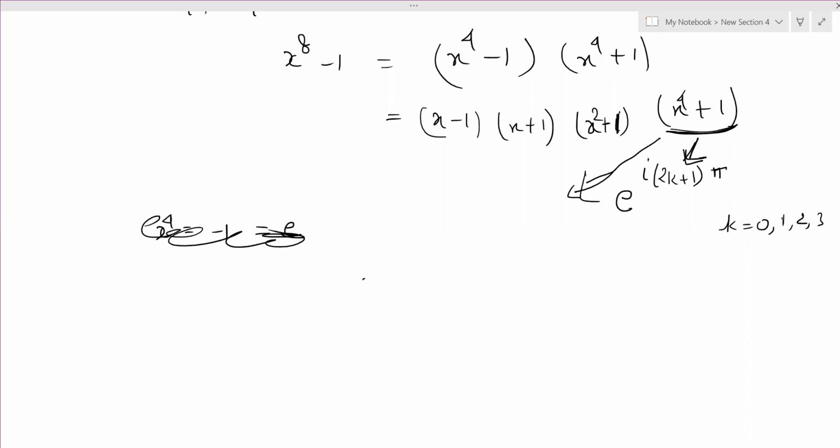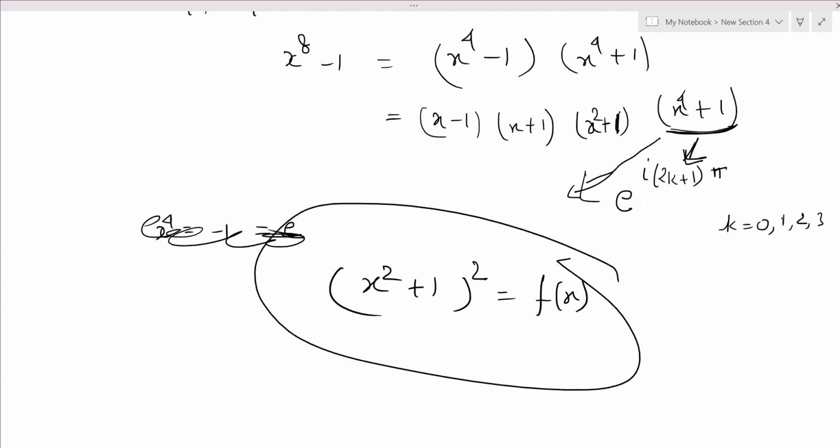Let me give you a polynomial, (x square plus 1) whole square. This polynomial f(x) has no roots in Q, right? But it is not irreducible, right? It is reducible. So how will you justify yourself? Tell me.